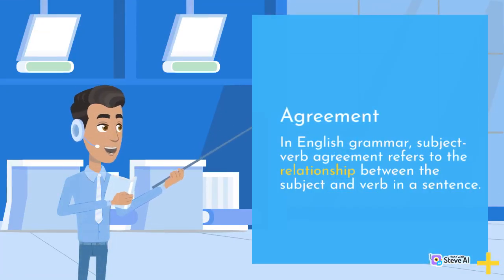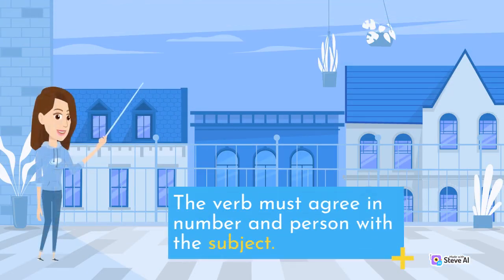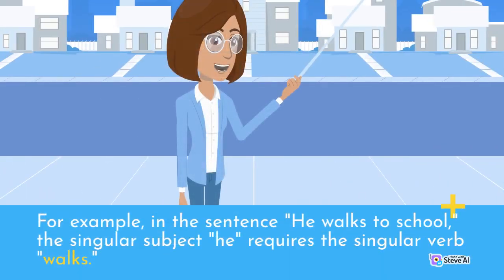Agreement. In English grammar, subject-verb agreement refers to the relationship between the subject and verb in a sentence. The verb must agree in number and person with the subject. For example, in the sentence "he walks to school," the singular subject "he" requires the singular verb "walks."